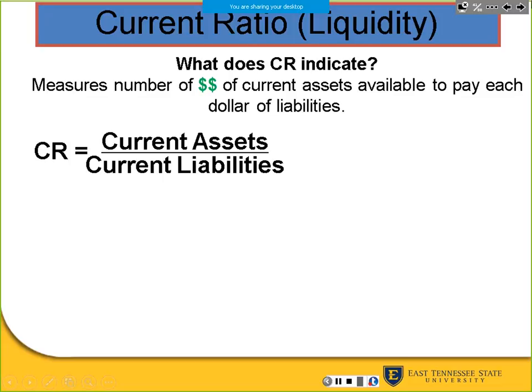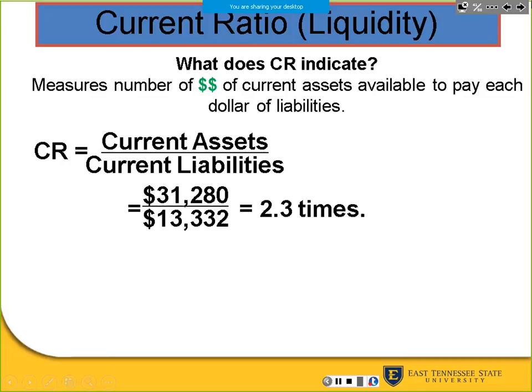So for the current ratio, we're going to look at current assets divided by current liabilities. Direct me to what sheet we're going to be looking at here. Balance sheet. So what is our current asset number going to be? 31,280. And current liabilities, 13,332. So our current ratio is 2.3 times. The other ones we did were in percentages. These are in times.